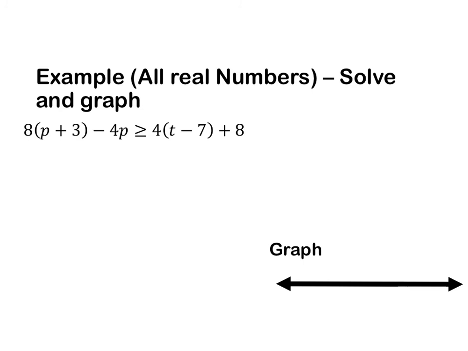Alright, so this is our final example here. Same thing, it's going to test your ability to use the distributive property and to solve an inequality with a variable on each side. But here, there is a typo right here. This should be a P instead of a T. So with that in mind, change your T to a P. I want you to solve this problem. So pause the video and check your answer when you're finished.